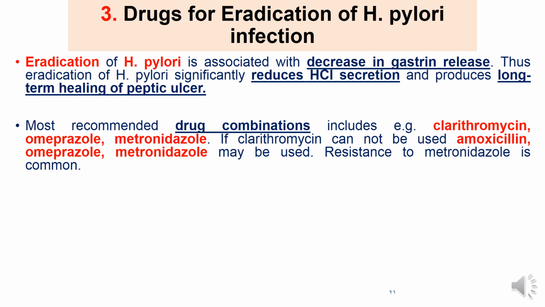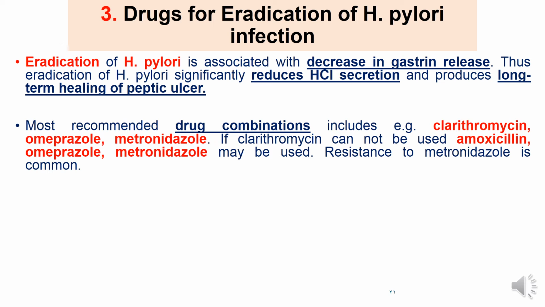We have finished the antacids and the cytoprotective drugs, and now we will study drugs for eradication of H. pylori infection. Eradication of H. pylori is associated with a decrease in gastrin release. As we said before, gastrin binds to certain receptors on the stomach and causes HCl to release. So, a decrease in gastrin release leads to reduction of HCl secretion and production of long-term healing of peptic ulcer.